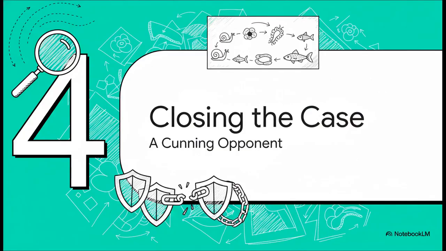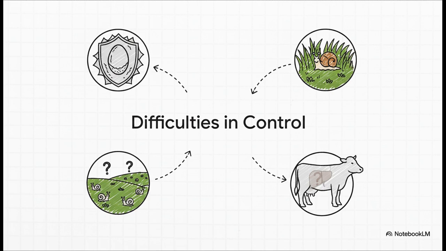Okay, so let's recap. We've identified our suspect, we've traced its movements, and we've assessed the damage. Now it's time for the final piece of our investigation, figuring out why this opponent is so incredibly hard to stop. Look, trying to control the liver fluke is a massive challenge, and here's why.